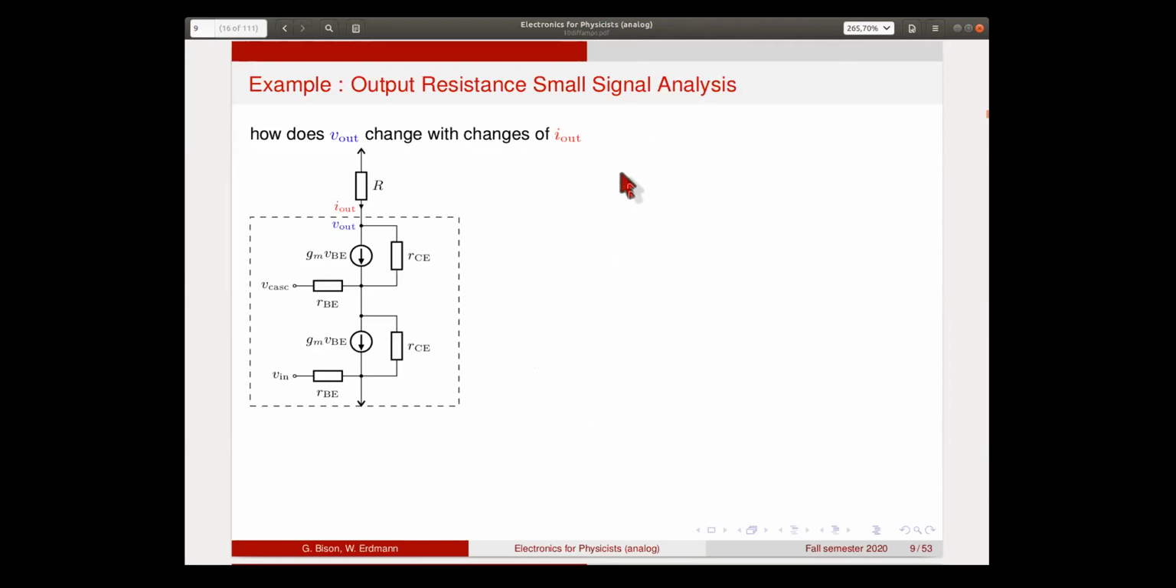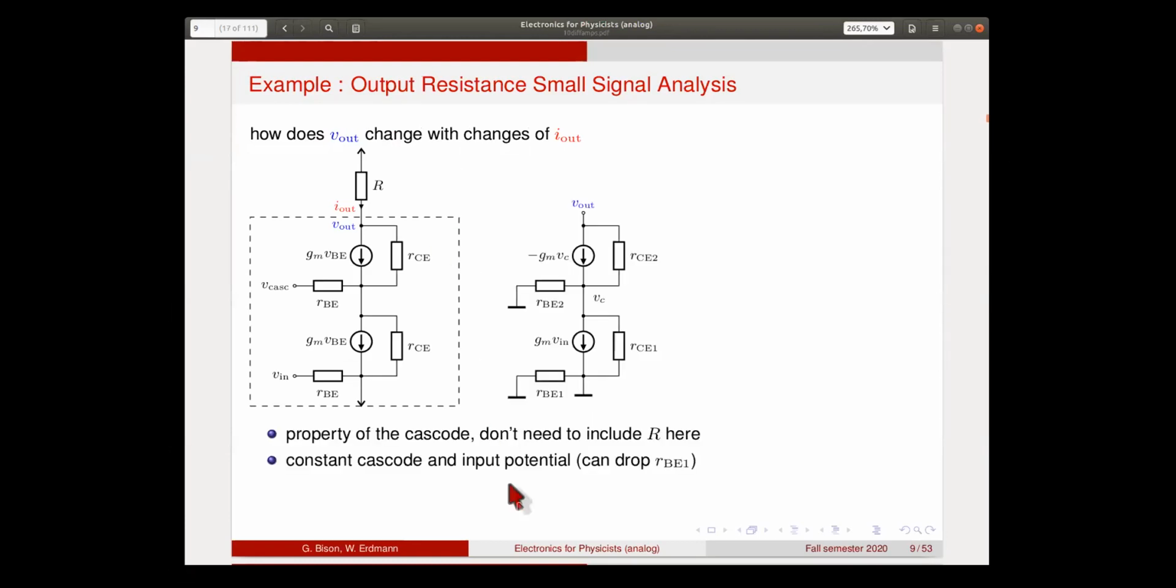As an example, we look at the so-called output resistance. The output resistance tells us how much the output voltage changes when the current at the output changes a little bit. And this is only a property of the cascode. So we look at the current here and the output voltage. We don't need to include the resistor itself in our circuit, so we leave that out.